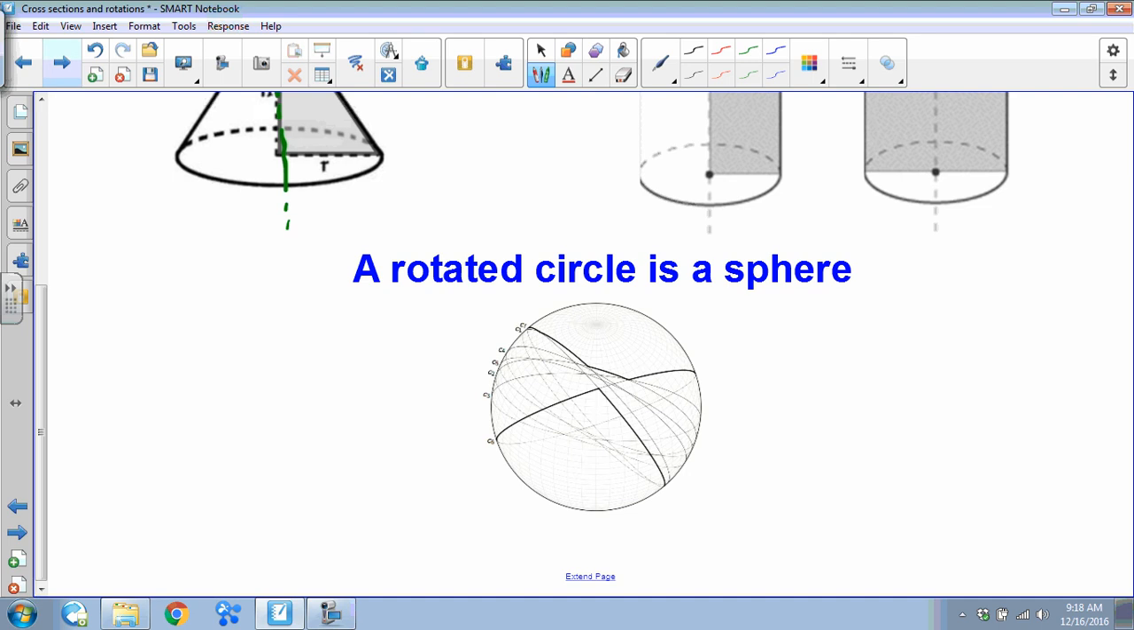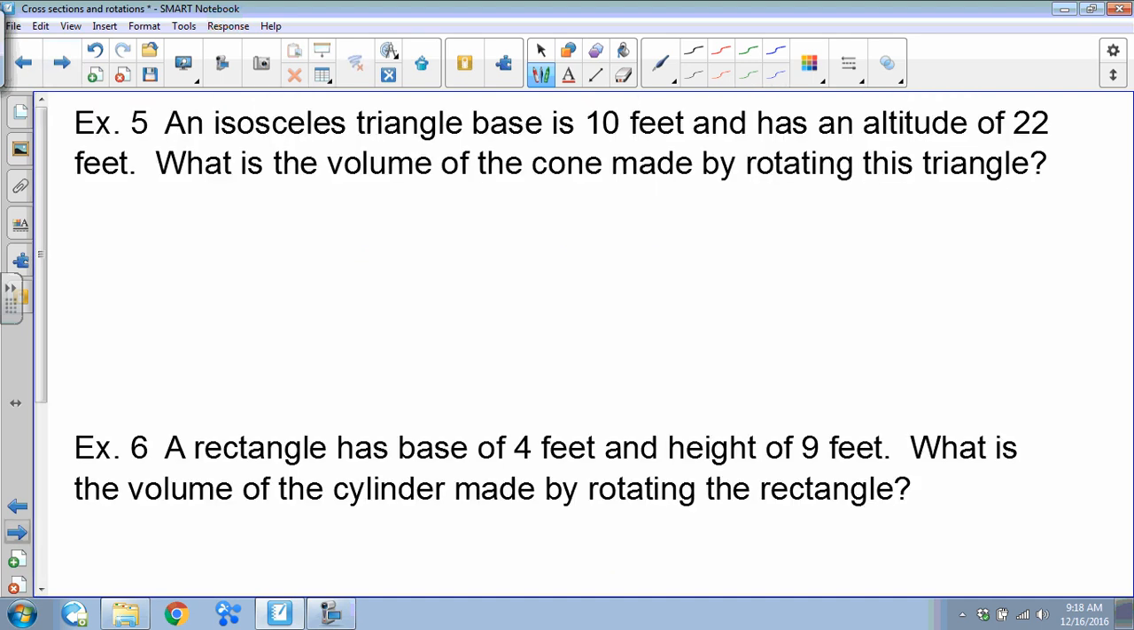So let's look at a problem that talks about this. It says, an isosceles triangle. What's isosceles mean? Okay, two sides are the same. An isosceles triangle base is 10 feet. So we know those two are the same. And has an altitude of 22. So that means the height of that triangle is 22, correct? Now, if it's isosceles, we know these two values are the same, right?